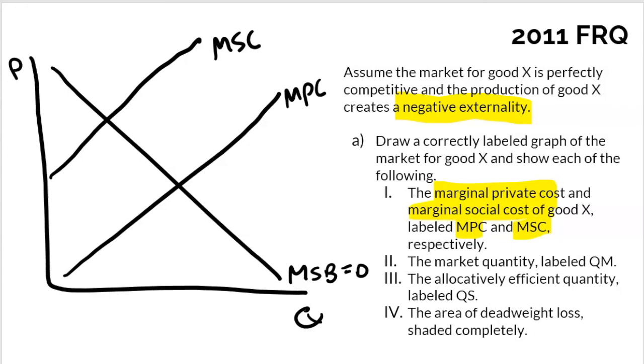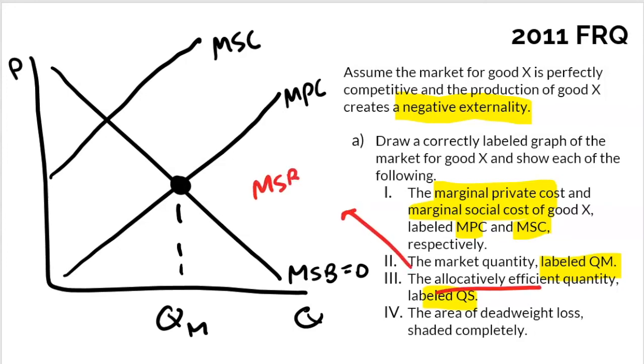All right, that's one. So number two, the market quantity labeled QM. So the market quantity is where MPC meets MSB, and that will be our quantity of the market. The allocative efficient quantity labeled QS. So allocative efficiency is just the socially optimal point. In other words, where marginal social benefit equals our marginal social cost, which we know is right here. And so this is going to be QS, our allocative efficient quantity.